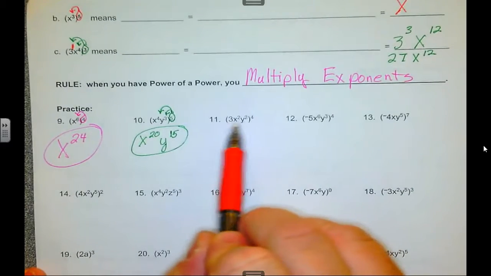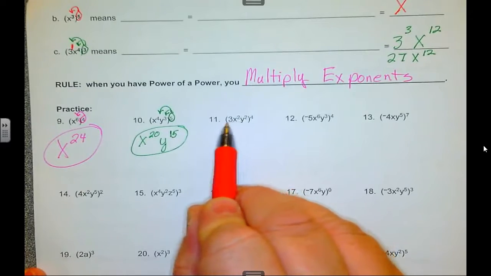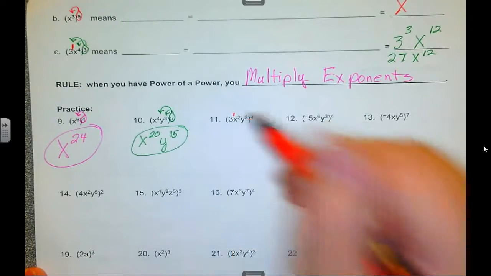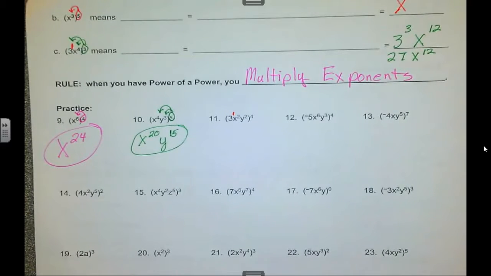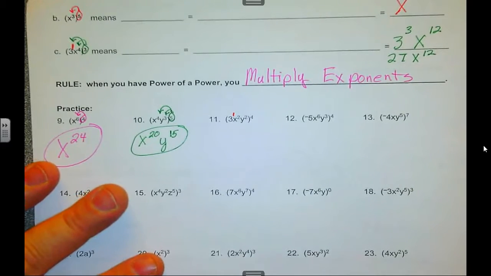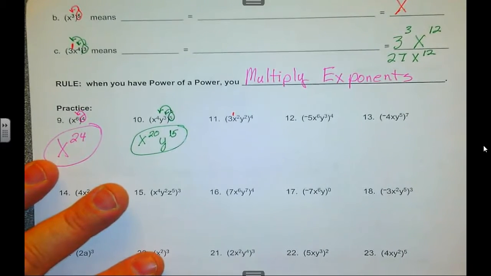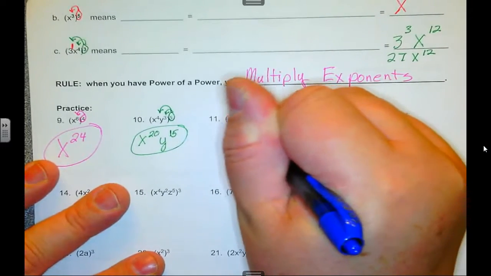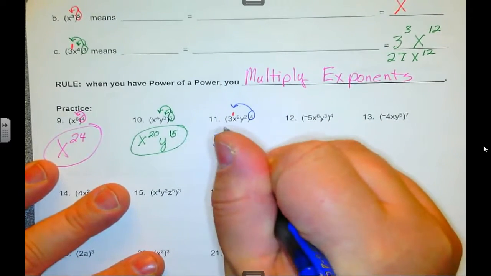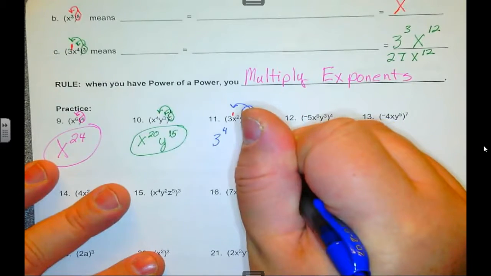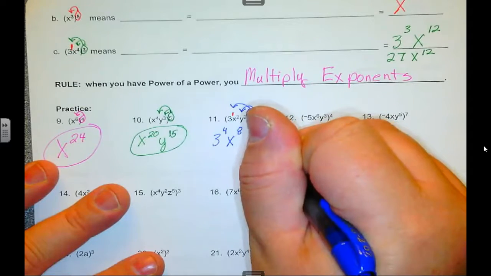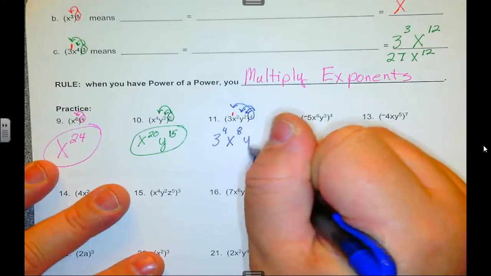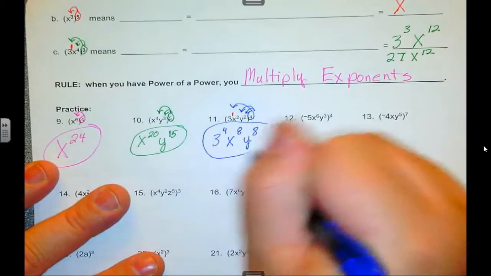Okay, look inside your parentheses. Anything that doesn't have an exponent has a 1 there. Okay, so 4 times 1, 3 to the 4th, 4 times 2, x to the 8th, y to the 4 times 2, y to the 8th.